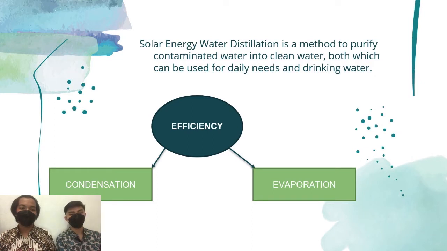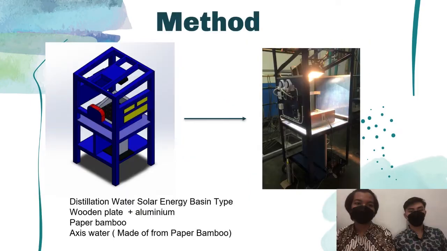Addition of a wooden plate plus aluminum, where aluminum is used as an absorber to absorb heat, would act as an insulator between the absorber and the water in the distillation unit. This is a model of the solar energy water distillation unit that we use in the study, with the addition of interfacing in the form of a wooden plate plus aluminum.